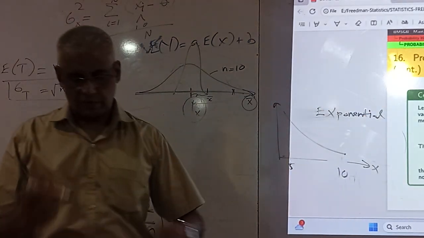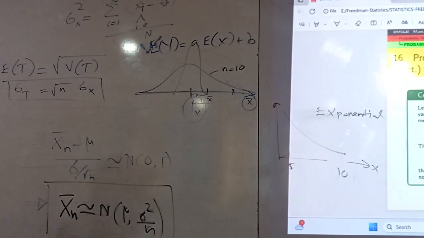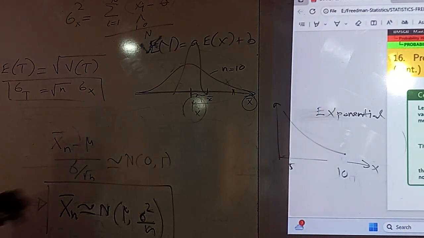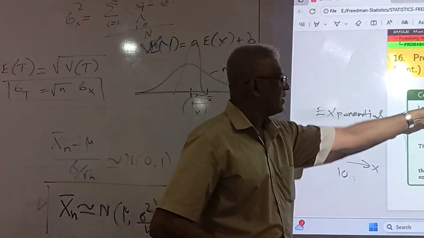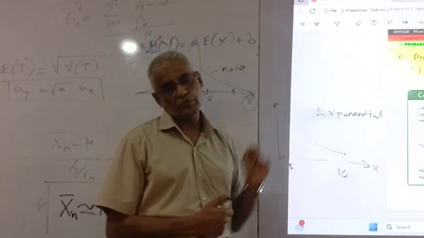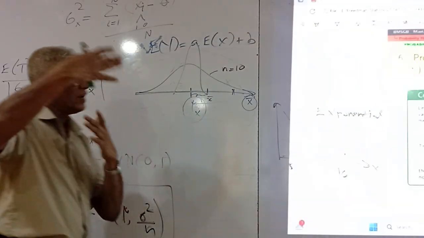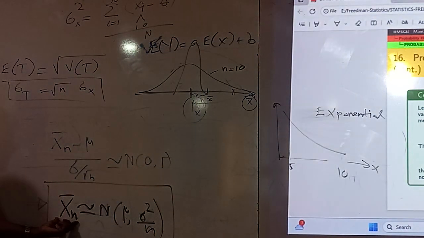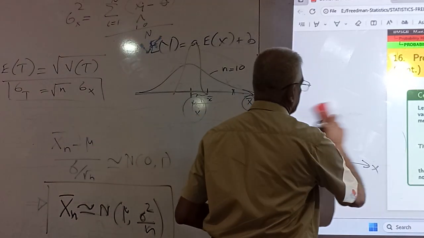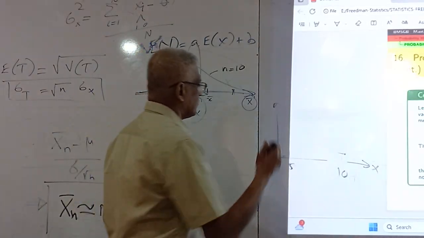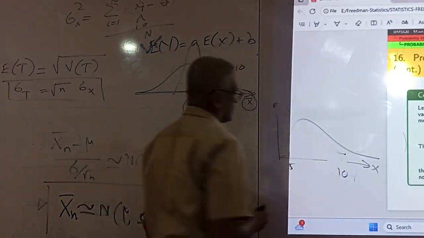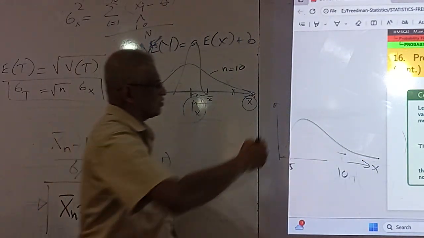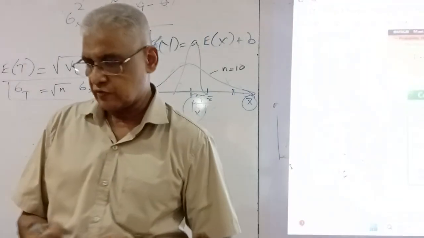We have this kind of shape for the original distribution. So all the x's are coming from this kind of distribution. But still, if n is large, we can show that x bar is approximately normal. Even if x's are coming from something like this, positively skewed, there are so many models for this kind of shape.